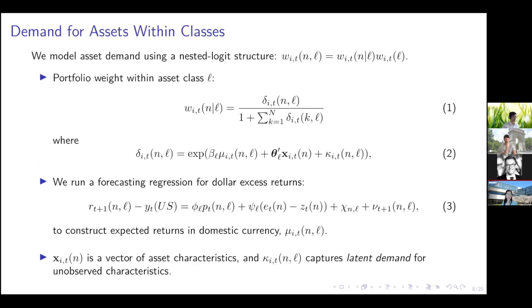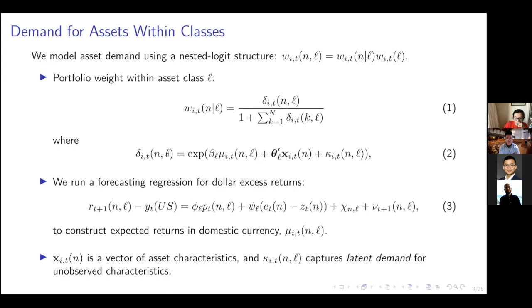So now let's talk about demand. We're going to model demand using a nested logit structure. What this W means, the weight that investor I puts into asset N in asset class L is going to be a product of a within asset class portfolio weight, as well as an across asset class portfolio weight. The portfolio weight within asset class, so investor I investing in this asset N, in this asset class L, is going to be logit, where this delta captures a desirability for investing in this asset N in this asset class L. What is this delta?